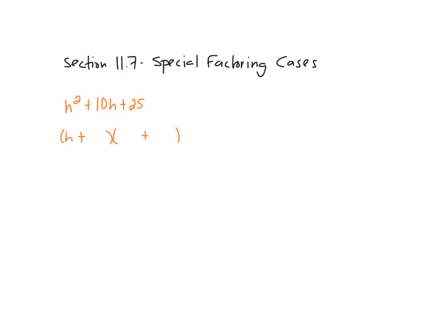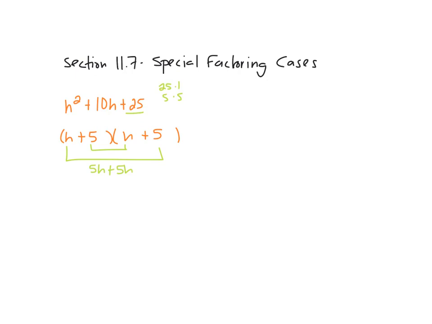Okay, in front of this is easy. H times h is h squared. And then for 25, we have the options of either 25 times 1 or 5 times 5. All right, well, we want those to be able to get us to a 10. So our choice here is 5 and 5. And if we check our outside and inside numbers, sure enough, we get 5h plus 5h, which is 10h.